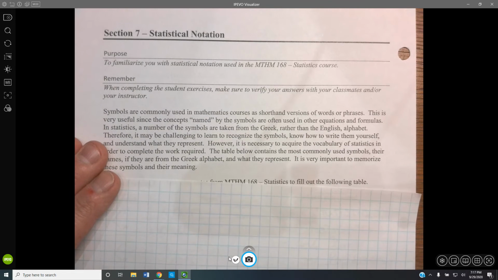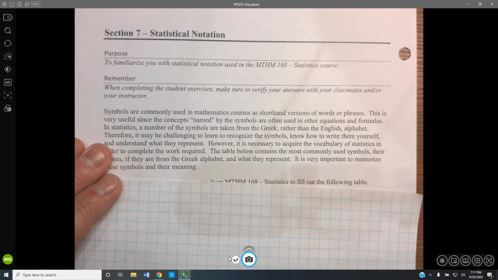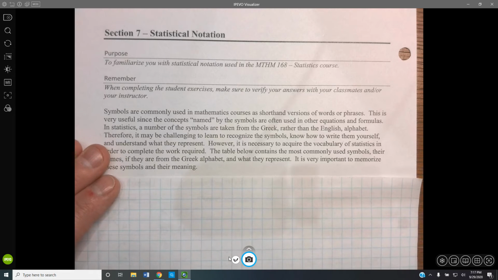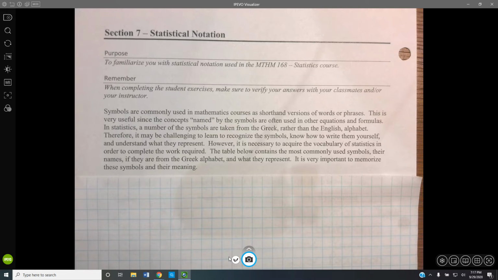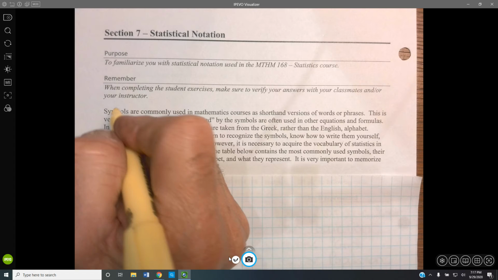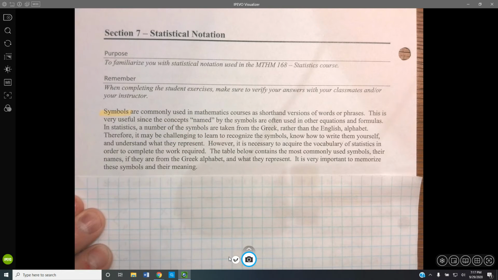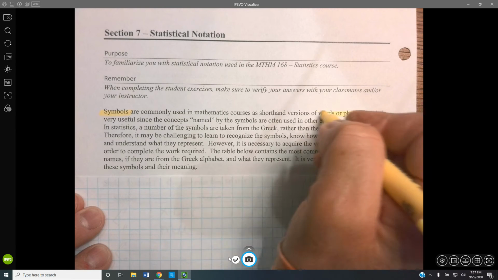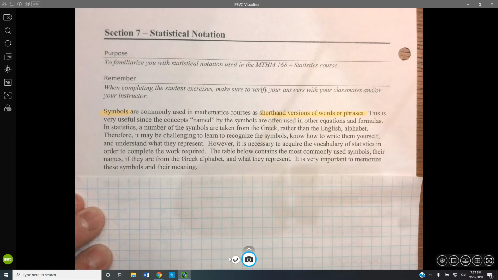Now, there's a couple of things here. First of all, I'm going to walk through the slides with you and we'll fill them out together. And then I'll leave you with a couple of things to fill out on your own for your upload. We commonly use symbols, and the reason we use symbols is basically we want things to stand for something. So we use symbol notation in mathematics as shorthand versions of words or phrases. And that's really what we're talking about when we discuss these particular things.